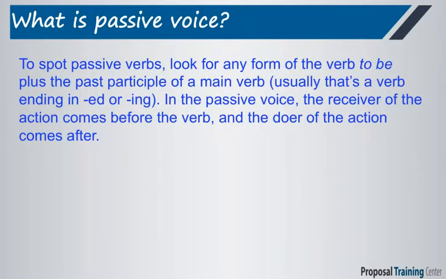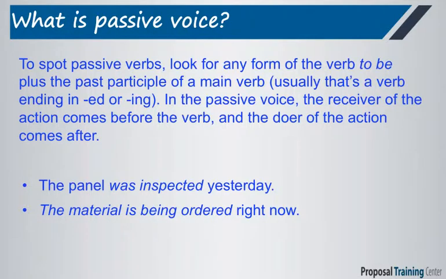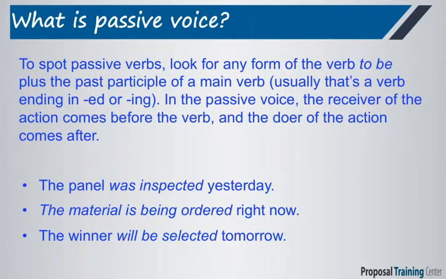Okay, to spot passive verbs, look for any form of the verb to be plus the past participle of a main verb. Usually that's a verb ending in ed or ing. In the passive voice, the receiver of the action comes before the verb and the doer of the action comes after. Okay, there you go. That's your grammar lesson for today. Now here's some examples of passive voice. The panel was inspected yesterday. The material is being ordered right now. The winner will be selected tomorrow.